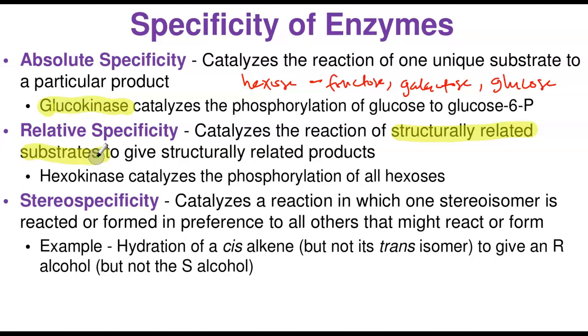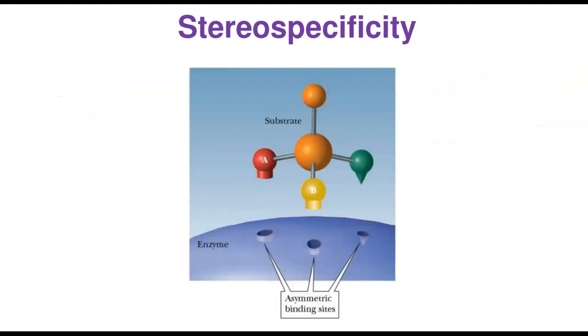And then an enzyme can also be stereospecific. Remember, in stereospecificity, we talk about chiral carbon. What it means is that this enzyme has the ability to distinguish a compound that has a chiral carbon. A good example here is the hydration of cis-alkene. The enzyme can catalyze the cis conformation, but not the trans isomer, because it has the ability to be that specific in nature. So enzymes can be stereospecific, so they can discriminate a chiral carbon. They are that specific.